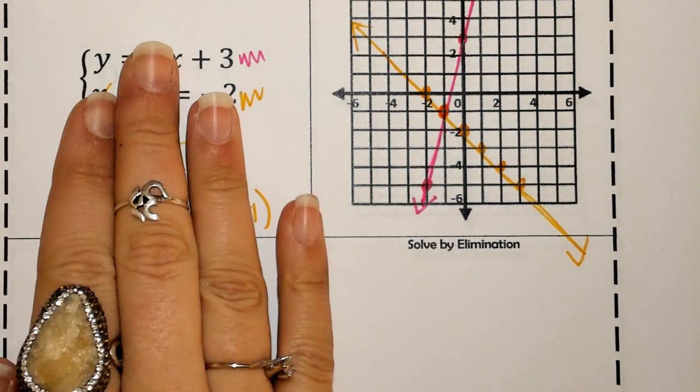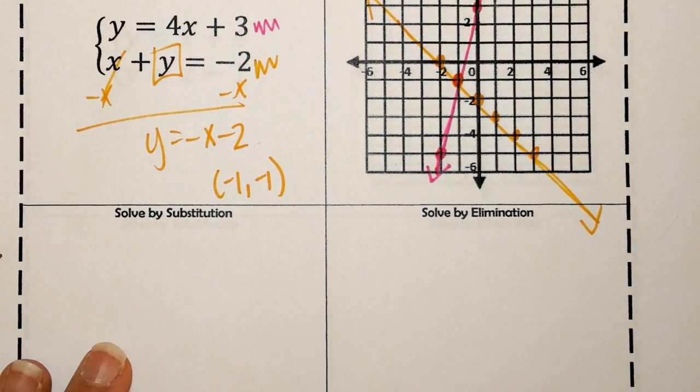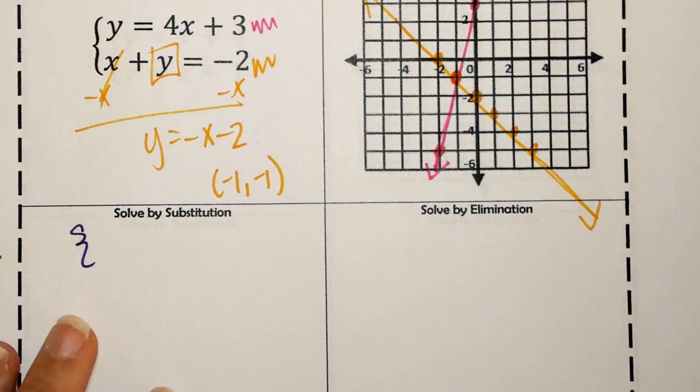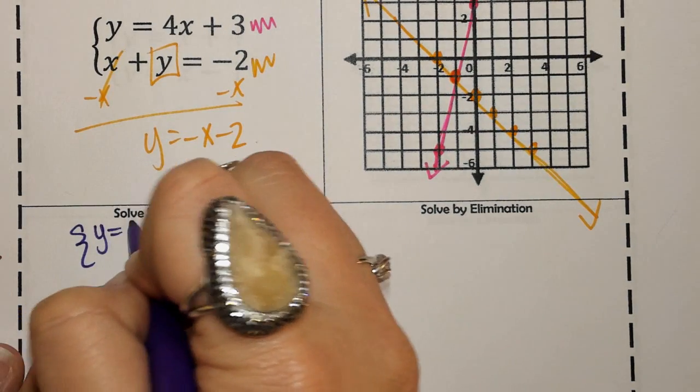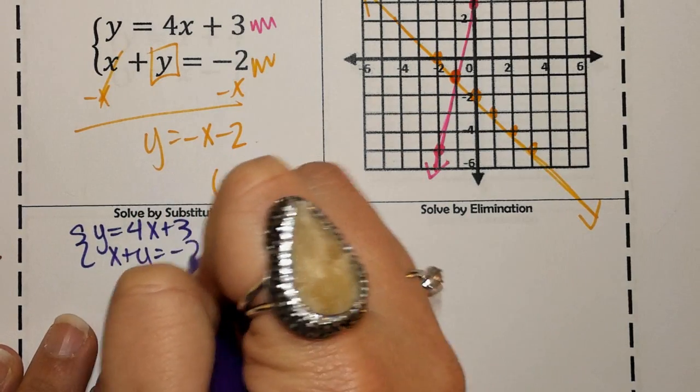Alright, so we solved by graphing. Now we're going to solve the same system by substitution. So what I want you to do is please rewrite the system right here. Y equals 4x plus 3 and x plus y equals negative 2.